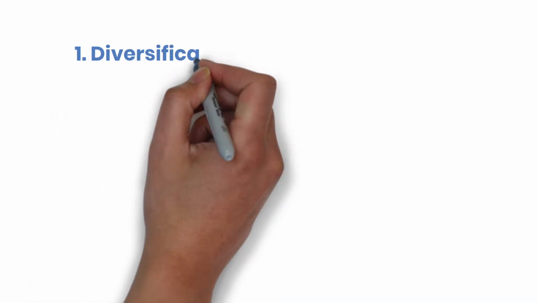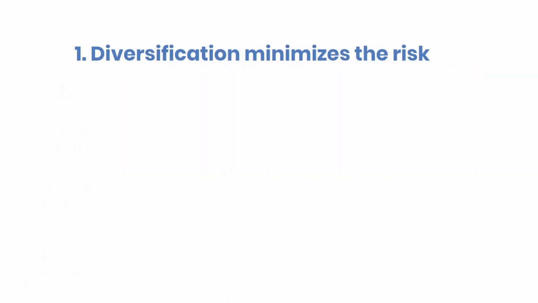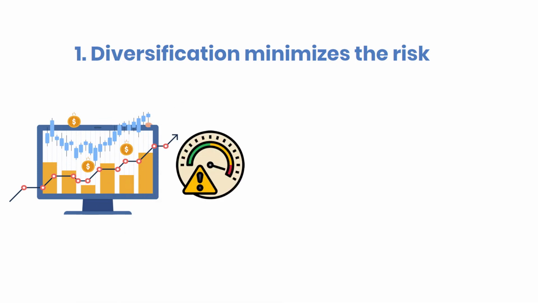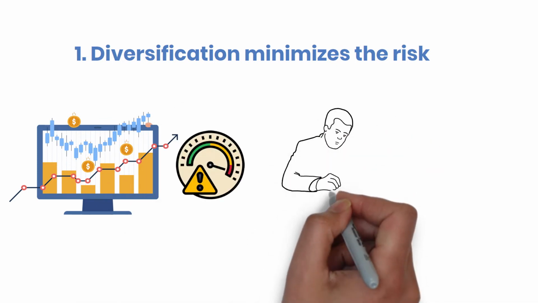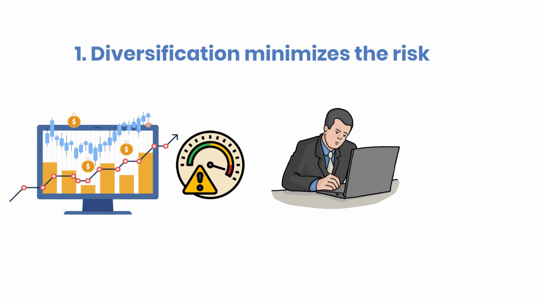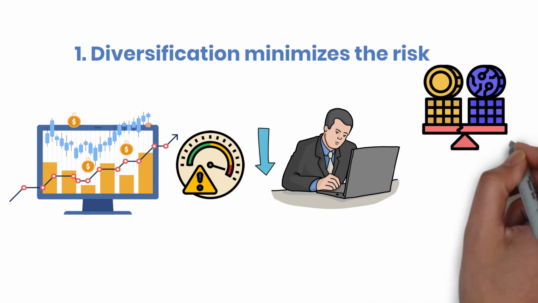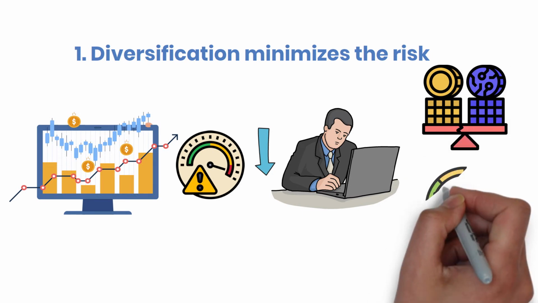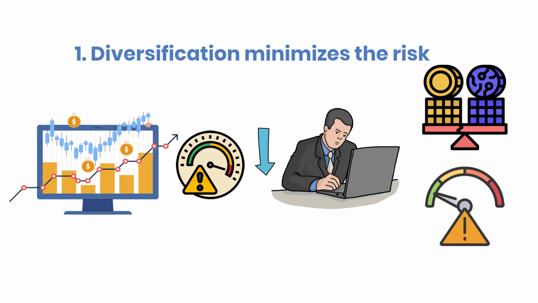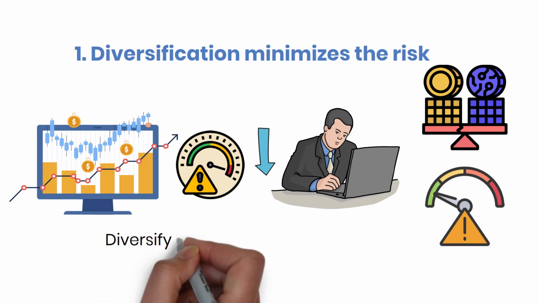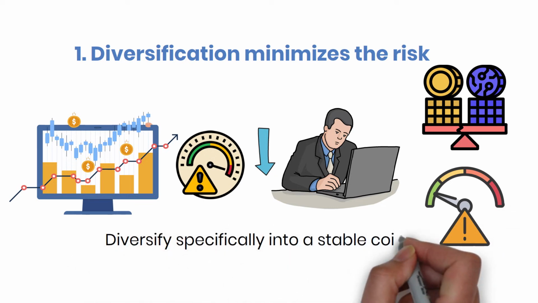Number one, diversification minimizes risk. Cryptocurrency can be a risky investment. Therefore, investors need to look for every opportunity that they can to leverage and minimize the risk of their portfolio. The right diversification balance requires investors to offset the more risky, high-potential coins with a mix of stable currencies. One of the best ways to minimize risk is to diversify, specifically in a stablecoin.